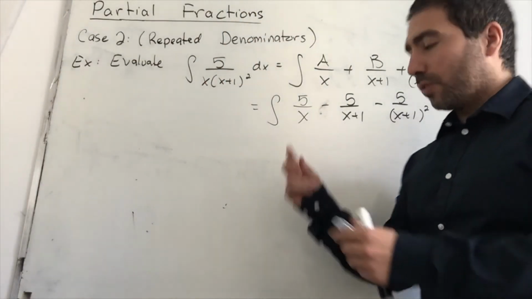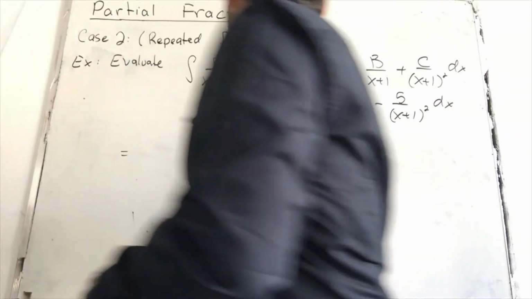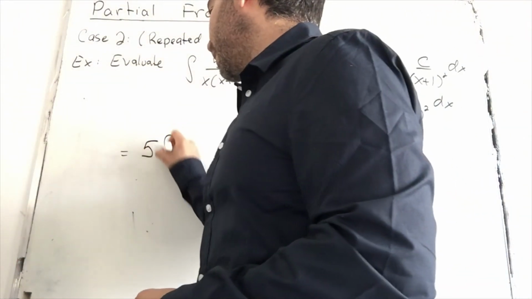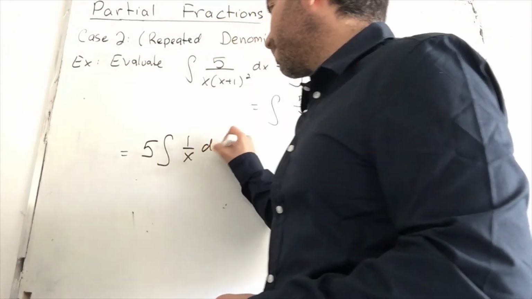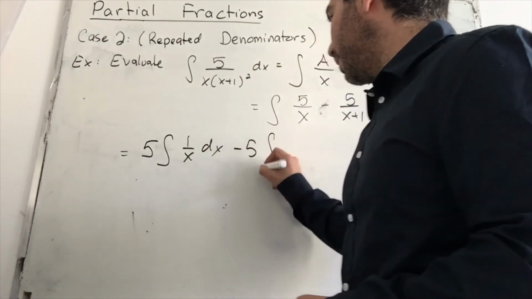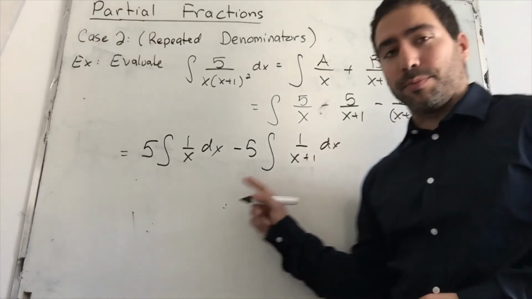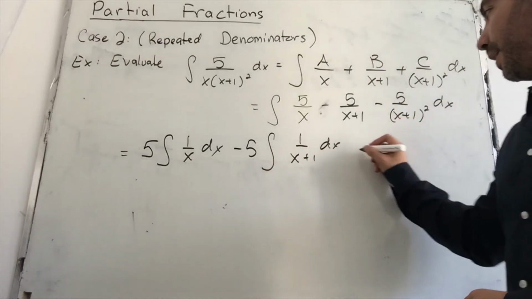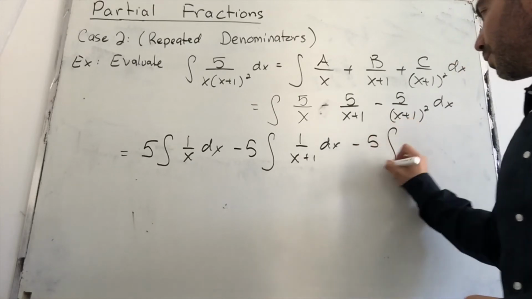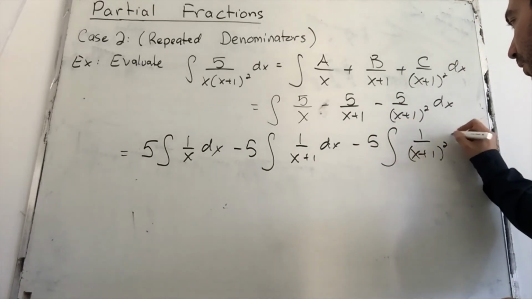Okay. So the first one's easy. If we pull out the 5, we're left with the integral of 1 over x, which we know. That's easy. This one over here, if we pull out a minus 5, we're left with the integral of 1 over x plus 1, which is also easy. We saw this in the previous example. And then here we have negative 5, which I'll pull out, and we're left with the integral of 1 over x plus 1 squared.